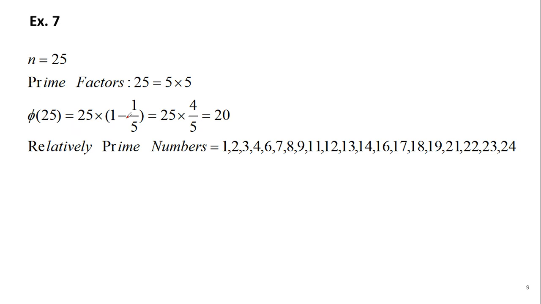n equal to 25. That is nothing but 5 times 5. We take the prime factor 5 only, because we do not take repeated factors. So we get 20. The relatively prime numbers for 25 are 20 numbers. Only the multiples of 5 are skipped: 5, 10, 15 and 20. In this way we can calculate Euler's Totient function.